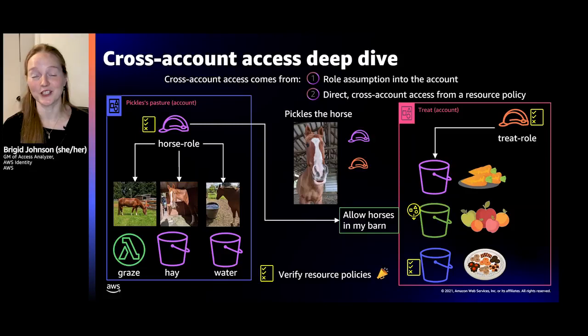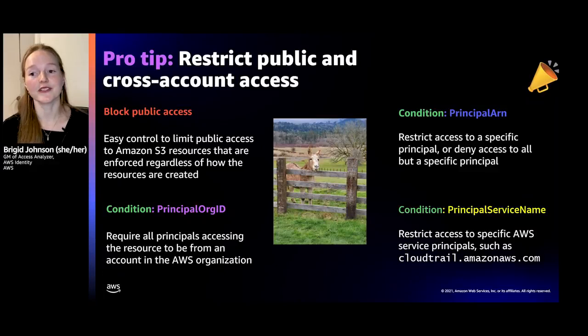And you want to look at all of the places on this slide that have yellow. So those are your trust policies on the role, like who can assume these roles, the access point policies, and the bucket policies. And you would want to verify that that access is as intended. And so here are your tools to help you restrict public and cross-account access.